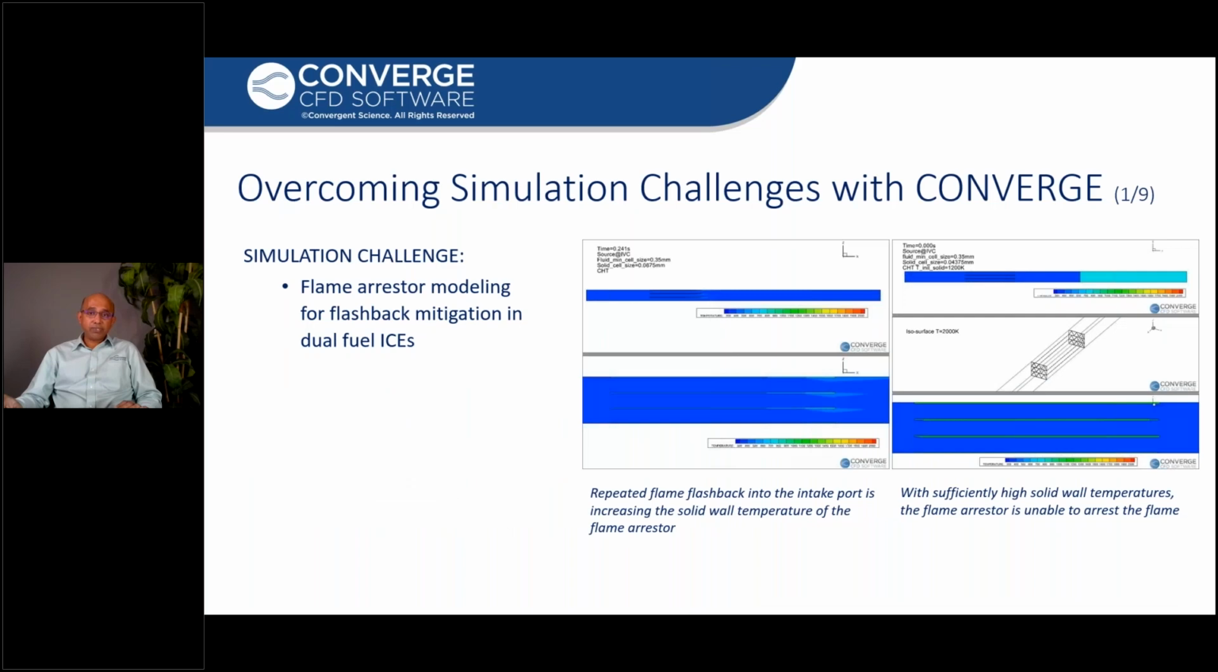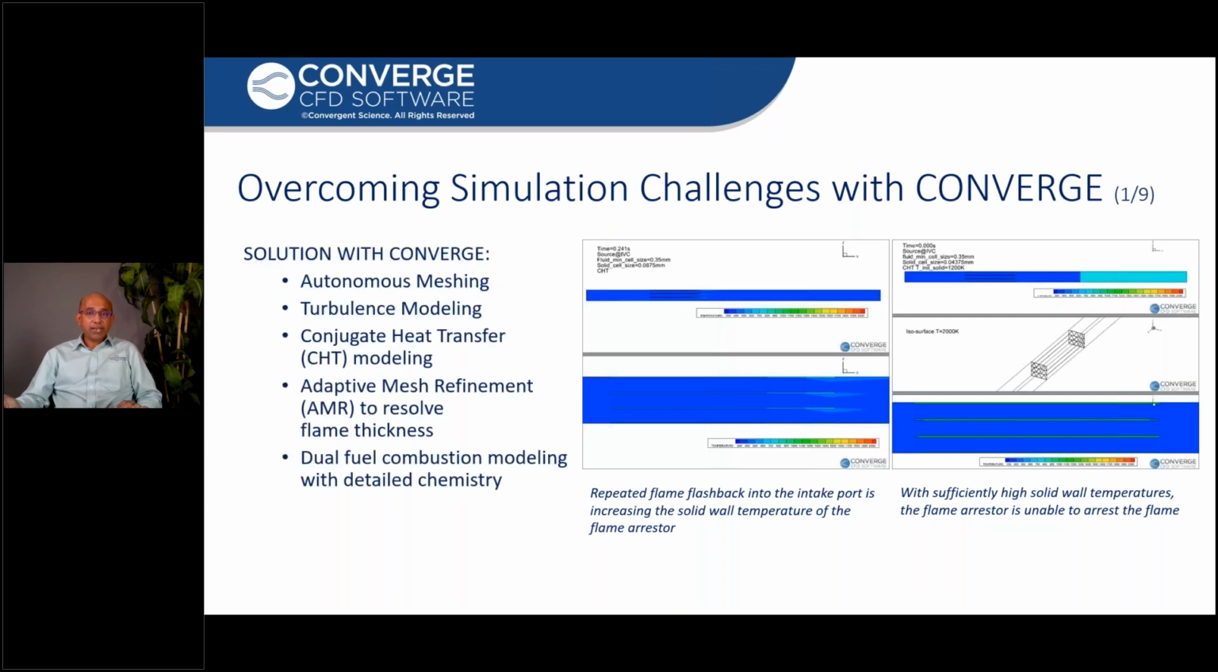As we mentioned in the previous slide, one of the challenges of burning hydrogen inside an internal combustion engine is a risk of flame flashback into the fuel intake manifold. One mitigation technique available is placing a flame arrestor in the intake manifold. Designing flame arrestors can be quite challenging numerically, which requires some unique features to be available in the simulation tool of your choice.